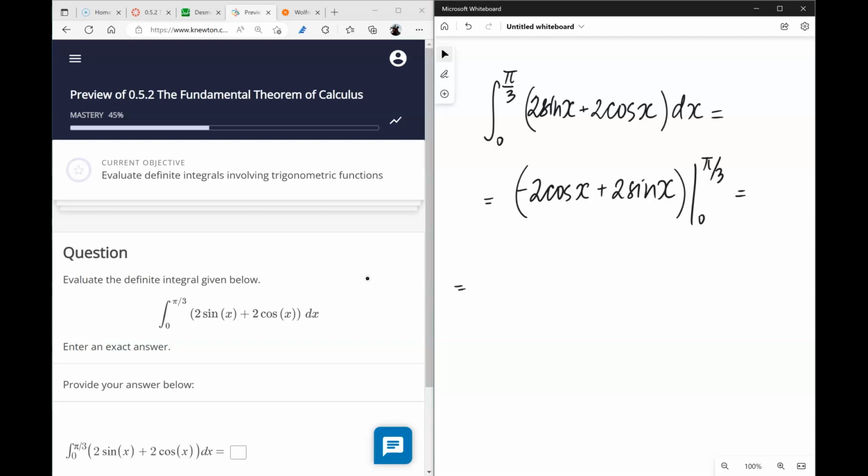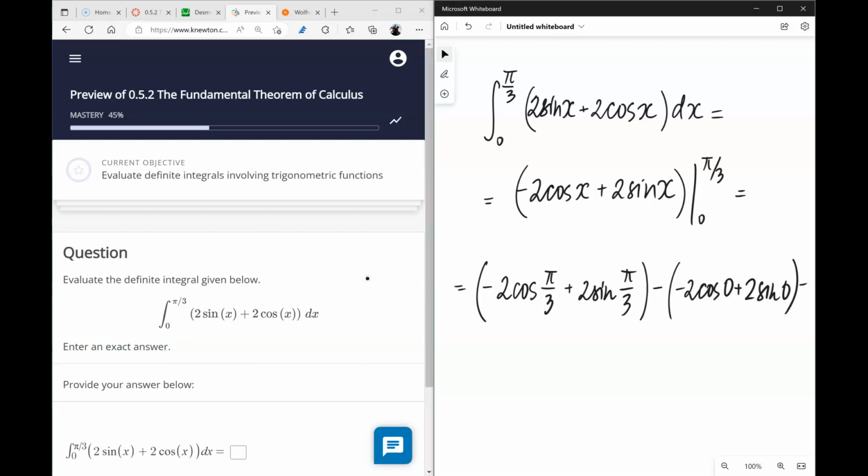Be careful here because not all functions at 0 are 0. Last time we had a polynomial without a free coefficient, but this time we have a trig function, and like I said, not all trig functions at 0 are equal to 0. Remember that. The cosine of pi over 3 is just 1/2. Sine of pi over 3 is root 3 over 2.